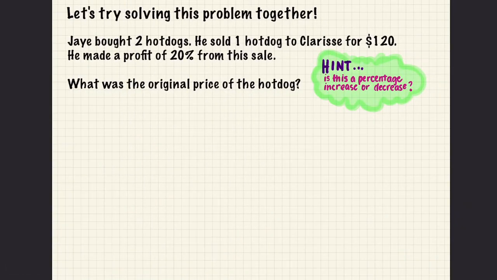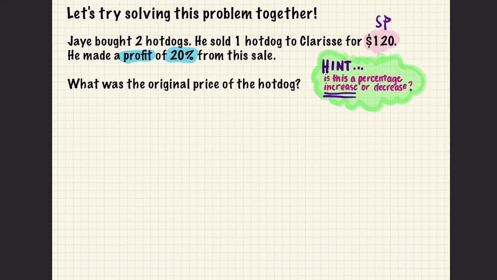So it says, Jay bought 2 hot dogs. He sold 1 hot dog to Clarice for $120. Wow, those are some expensive hot dogs, okay? So the selling price, okay, is $120. And he made what? Did he make a profit? Did he make a profit or a discount? Okay, so he made a profit of 20%, and we know profit is percentage increase, okay?